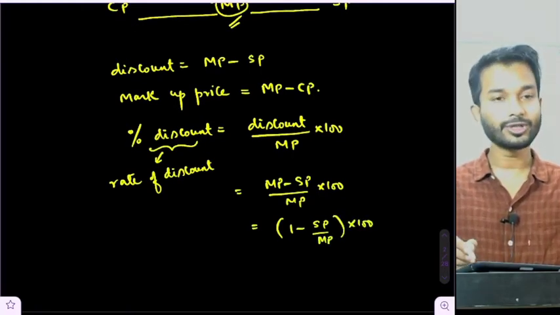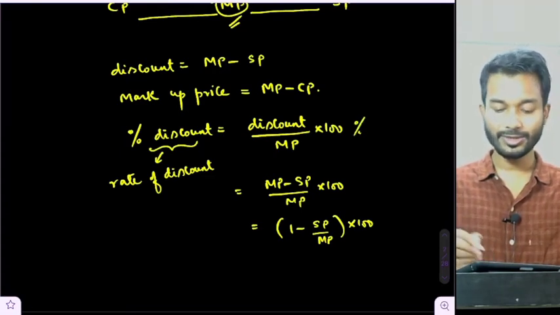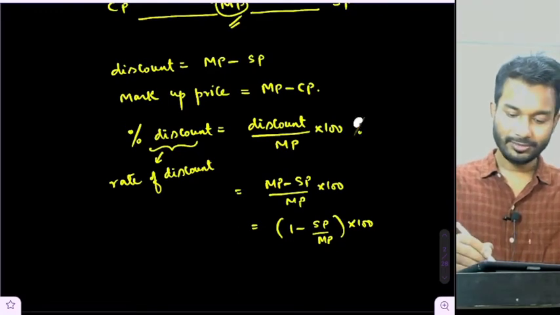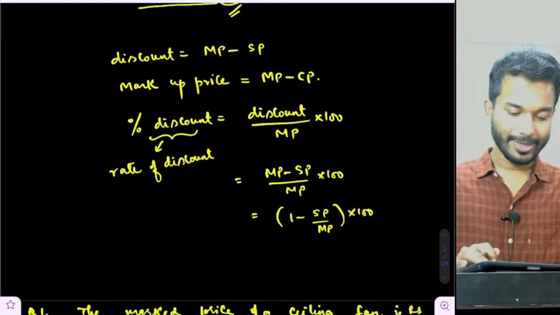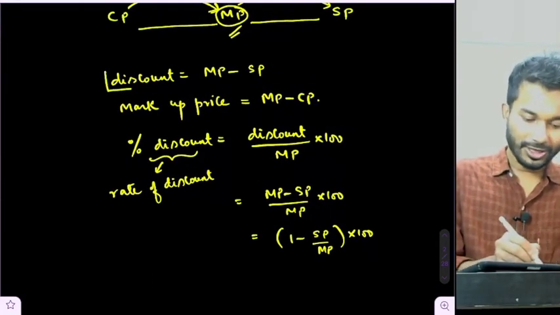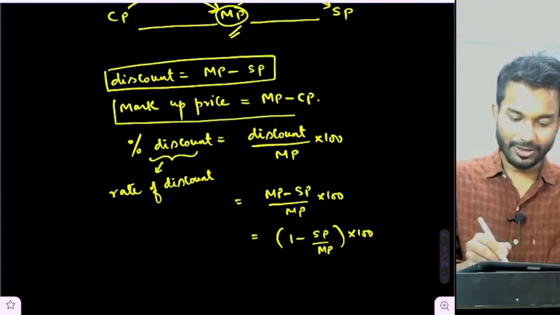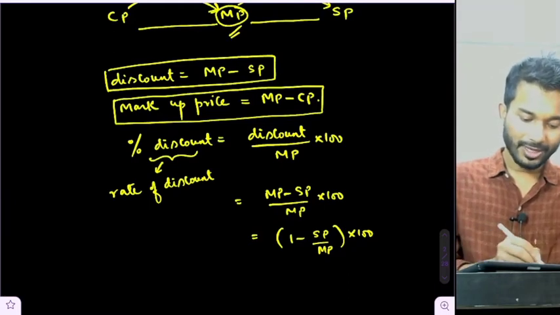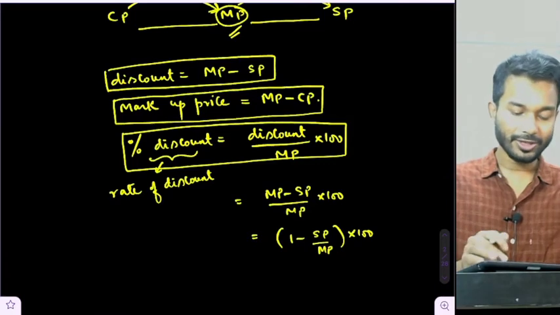Whatever answer will come, you put a percentage over there. Whatever result will come, just put a percentage. Okay, I'm not putting it, but whatever answer will come, we have to put a percentage over there. I hope you have understood the formula. So discount is our mark price minus selling price. These are the first formulas. Markup price is our what? Larger minus smaller. Mark price minus cost price. Percentage discount is our discount by mark price into 100.